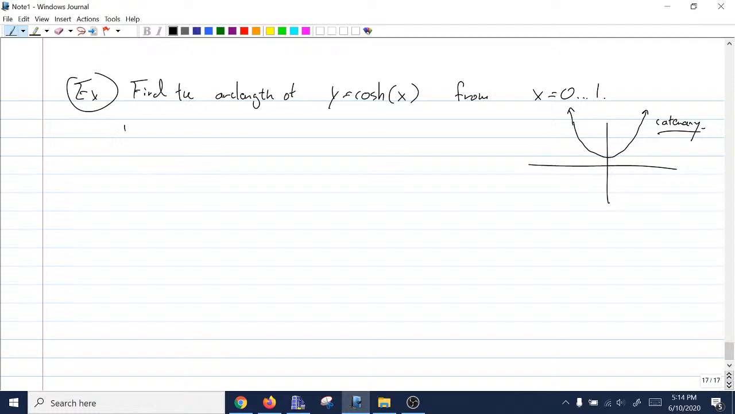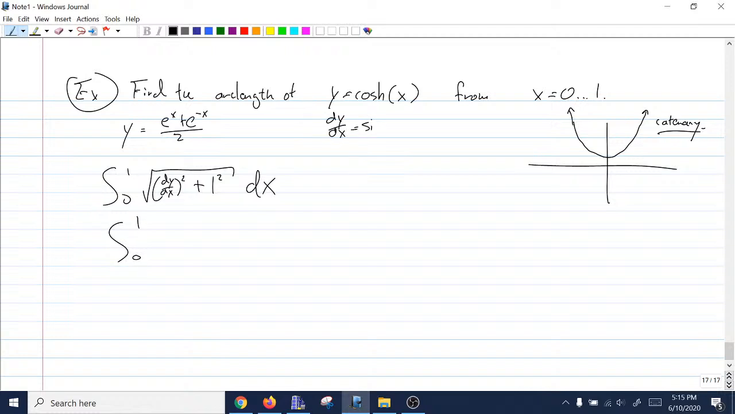Our formula for cosh is y equals (e to the x plus e to the negative x) over 2. The thing we want to integrate, from x equals 0 to 1, is the square root of (dy dx squared plus 1) dx. I guess usually we wrote the 1 first, but the plus doesn't care about the order. What's dy dx? The derivative of cosh is sinh, which is (e to the x minus e to the negative x) over 2.